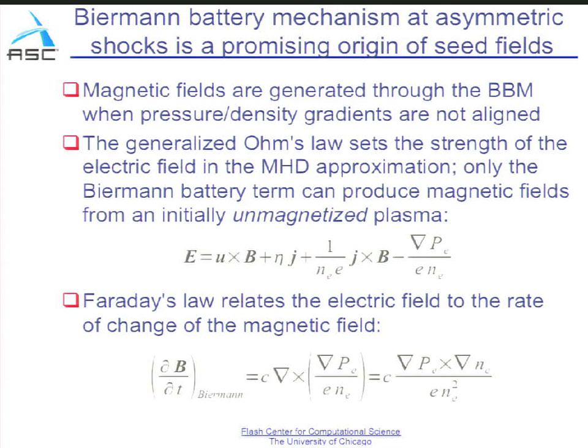So this is capable of producing seed fields, but many orders of magnitude smaller than the typical fields that are measured, for example, in galaxies and clusters. So we'll have to figure out what's going on with the present-day values of these fields. How do those come to be?